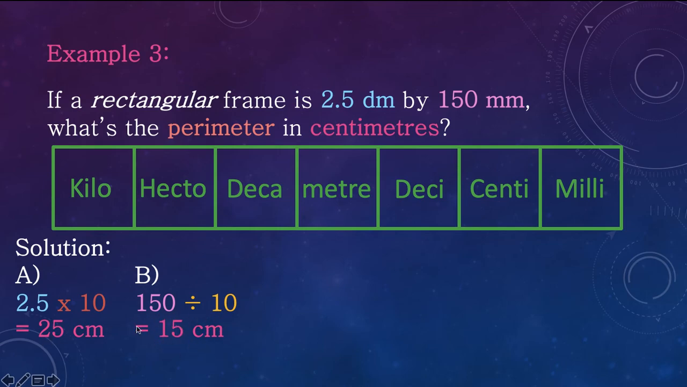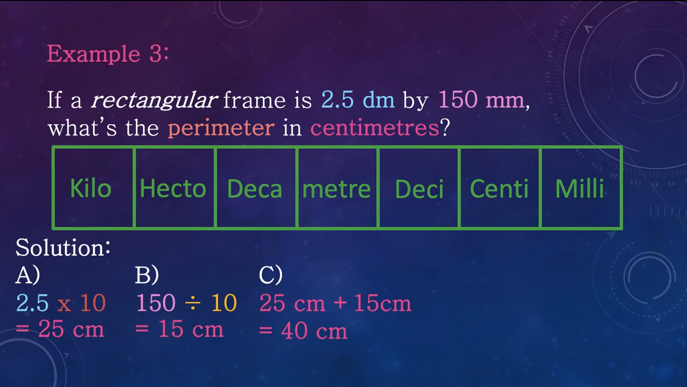Now, since I have both measurements, width and length, or height and length, whatever you want to call it, in centimeters, I can add them. So that's my third part. 25 plus 15 gives me 40 centimeters. And that's it, right? Wrong.